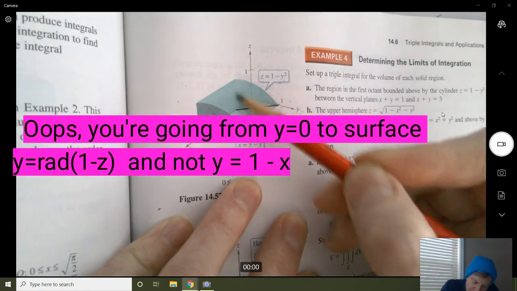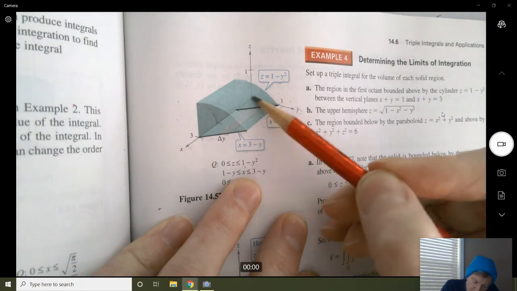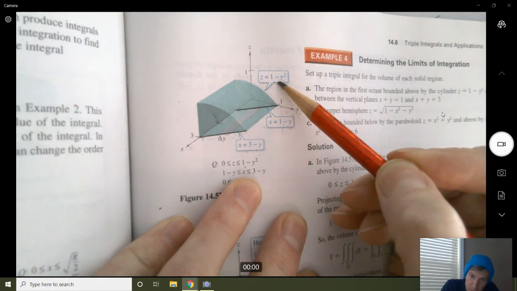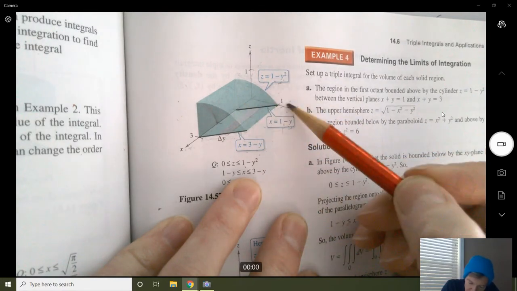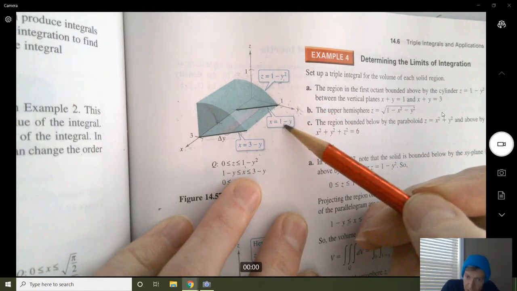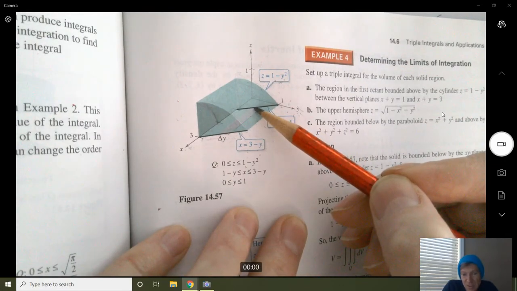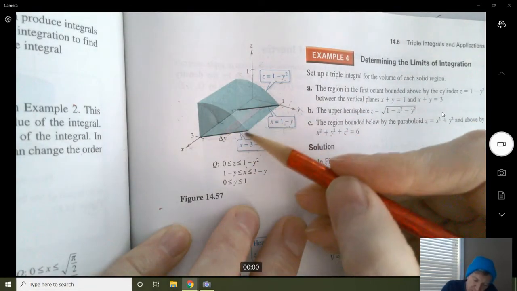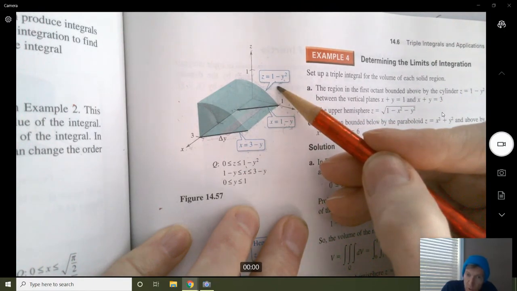And then back here, where your x goes from 0 to 1, now you're going from this plane, y equals root 1 minus z, which would be the back end, up to, as you move in the direction of the y-axis, this thing right here, which would be y equals 1 minus x. So for this one, it really makes the most sense to do the z's first. And you can see that because when you do the z's first, your z for this entire region goes from z equals 0 up to this surface right here, which is z equals 1 minus y squared.